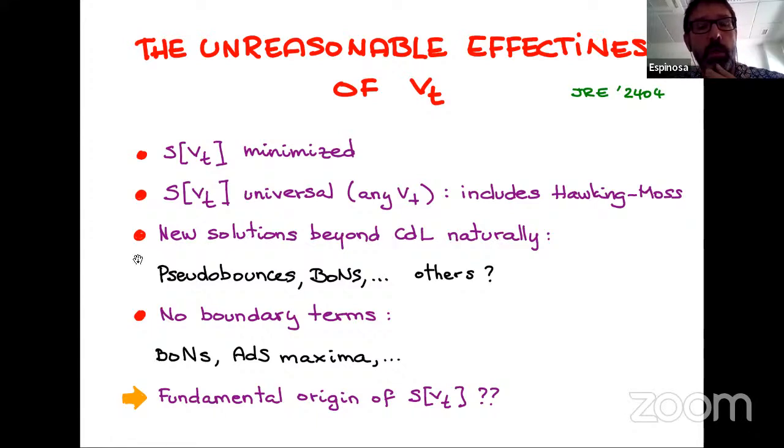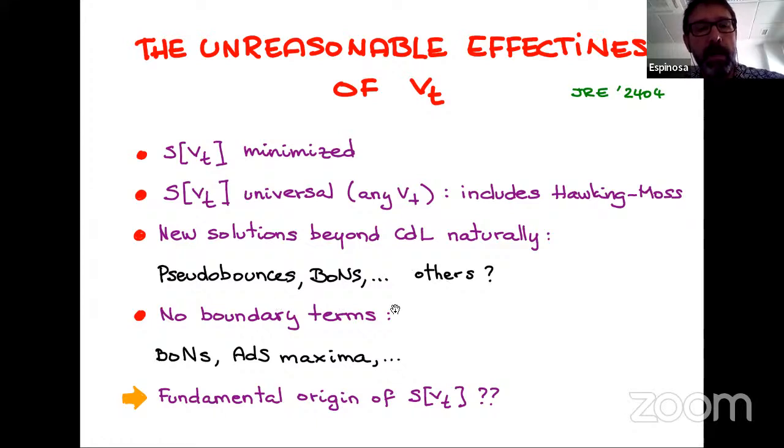I tried to show you this in the way I presented pseudo-bounces and bubble of nothing. You just solve the equation and out come these solutions that are begging for a physical interpretation because they have a finite action, and indeed they do have a physical interpretation. And it's very natural to find them in this formalism, okay?